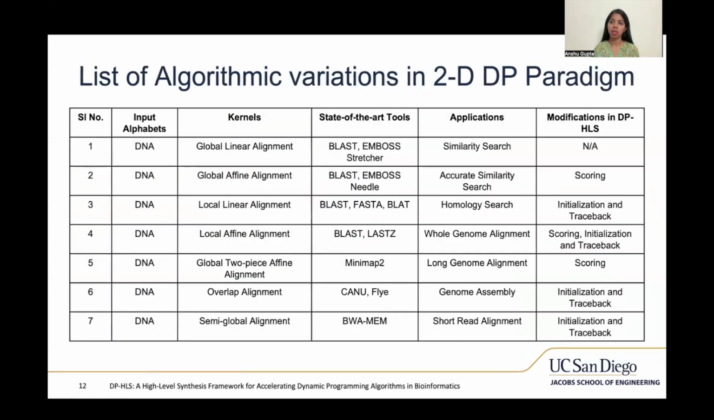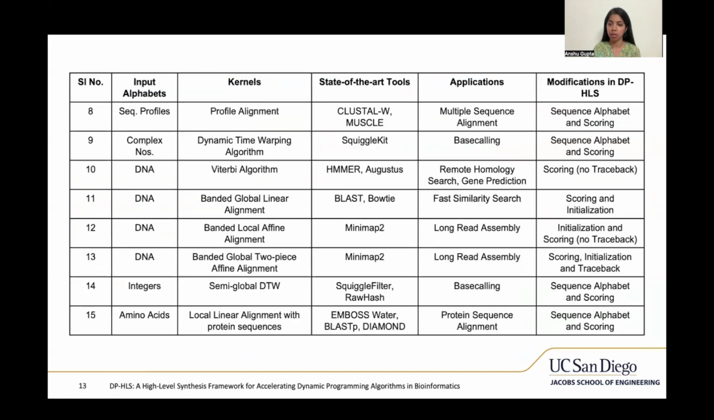And that's how we come up with these 15 different kernels. Each of these kernels is used by multiple highly cited tools in bioinformatics for multiple applications, be it similarity search, accurate similarity search, or whole genome alignments, and so on. And all of these kernels are generated by modifying the initial Needleman-Wunsch version of the algorithm based on the categories mentioned in the previous slides.